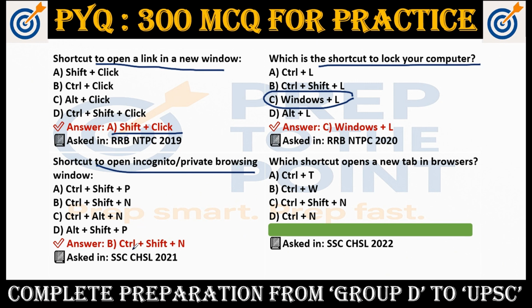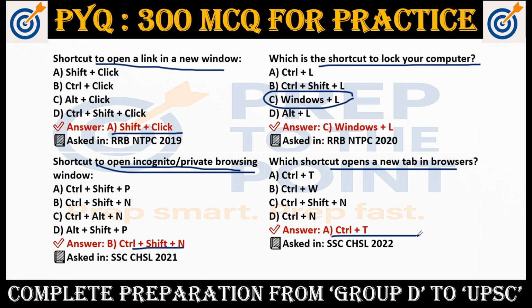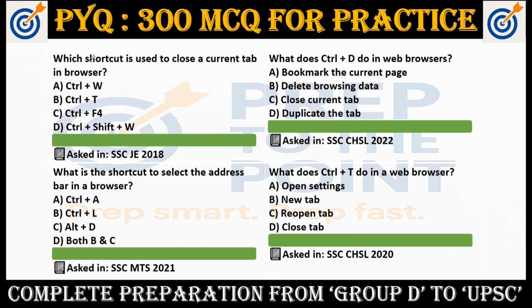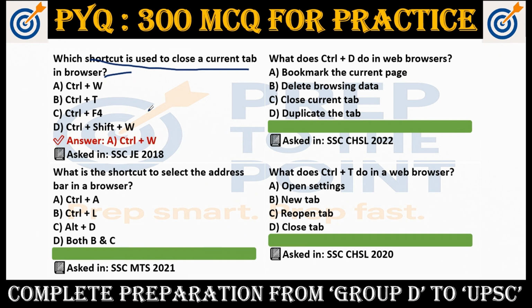Control Shift N to open incognito or private browsing. Shortcut to open a new tab in browser. The correct answer is Control T. Control T to open new tab. Shortcut is used to close a current tab in browser. Correct answer is Control W. Control W to close current tab.